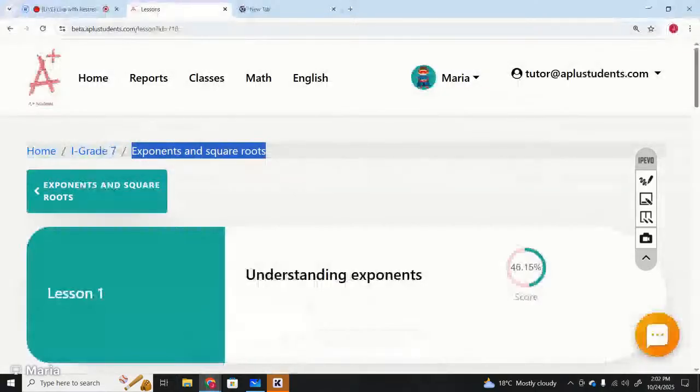We're going to start with the chapter exponents and square root. Let's just start with the first lesson, that is understanding exponents.